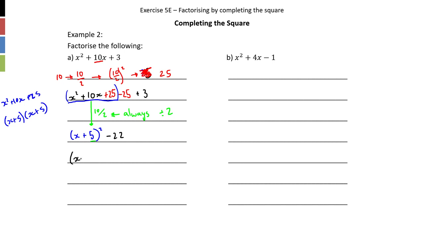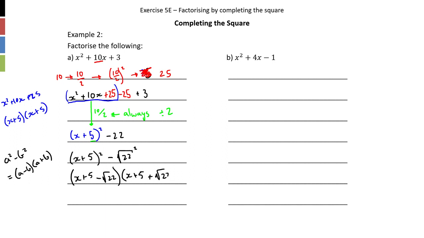I can write this again as (x plus 5) all squared minus (square root of 22) all squared. Now I have a difference of two squares. So I can turn this into, again, I keep writing this because it comes up all the time, (a minus b)(a plus b). In this case, x plus 5 is our a, and the square root of 22 is our b. So we get (x plus 5 minus square root 22)(x plus 5 plus square root 22).